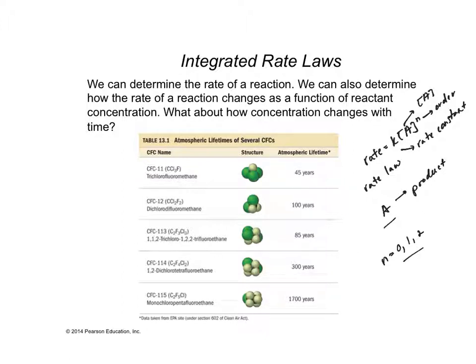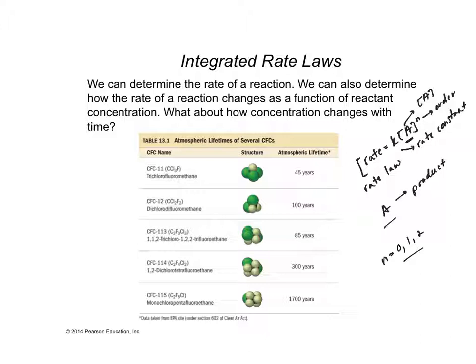If n was equal to 0, that was a zero order reaction. If n was equal to 1, it was first order. If n was equal to 2, it was a second order reaction. So again, this is what we mean by rate laws. We could only determine these rate laws experimentally. We could manipulate our concentrations of A, measure the rate, and get the orders of our reaction from that.